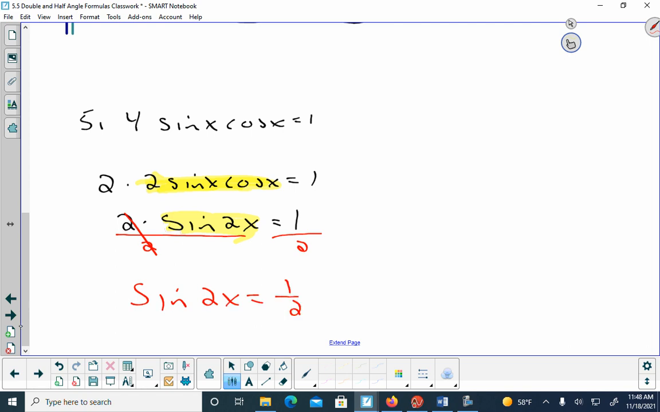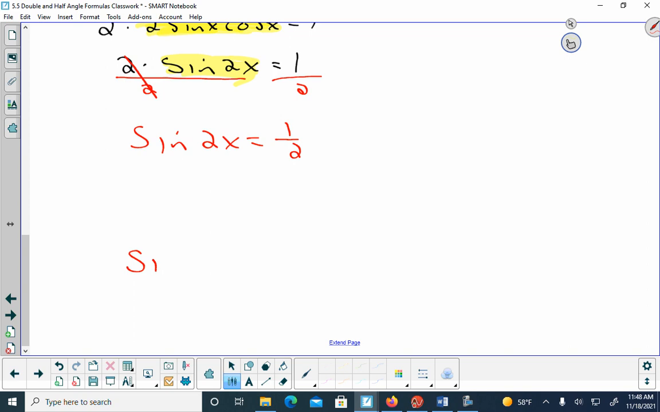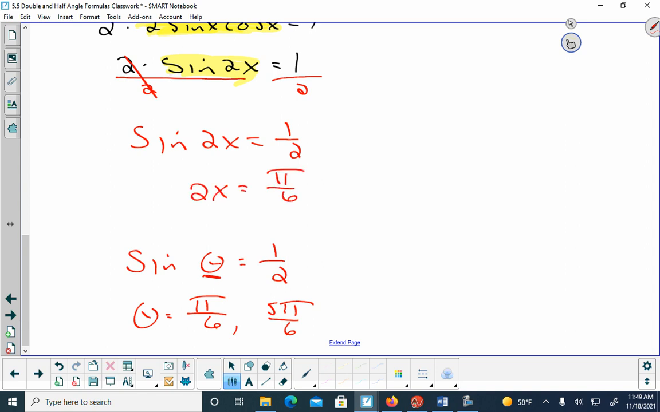So now I'm going to just think of this. Let's pick a different letter. Let's say theta. If I said the sine of theta was equal to 1/2, you would tell me theta is equal to what? When is the sine equal to 1/2? Pi over 6 and 5 pi over 6, right? So this is the same work, but instead of having theta here, I had 2x. So 2x is going to equal pi over 6, and 2x is going to equal 5 pi over 6.